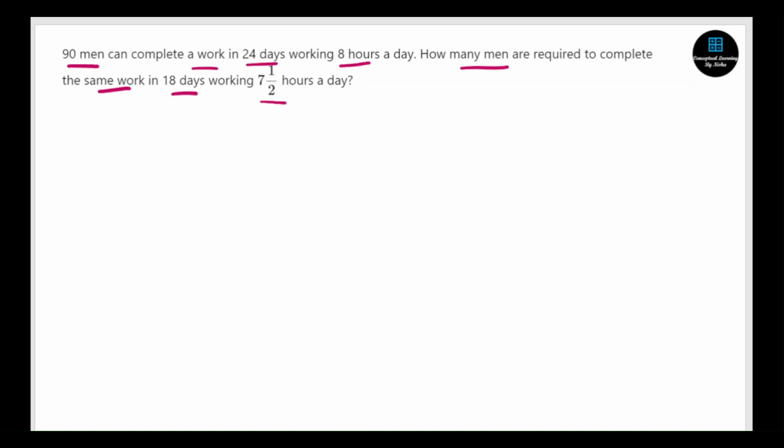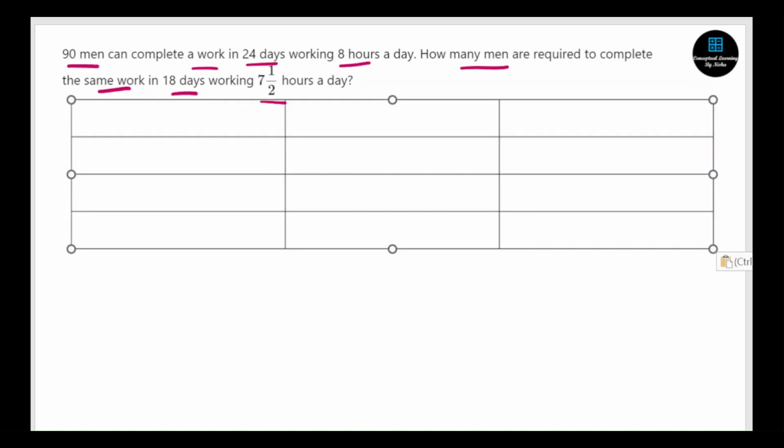Again I'll put a table first and write number of men here, or I can say men, anything is fine. Now number of days and number of hours.